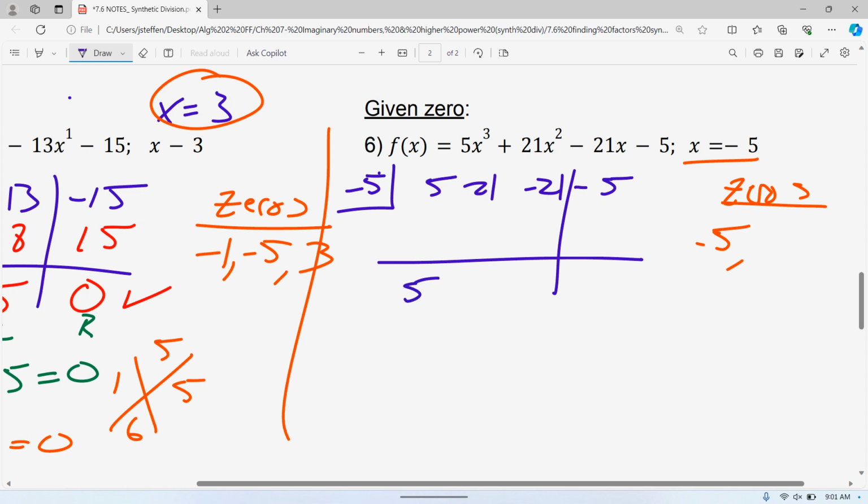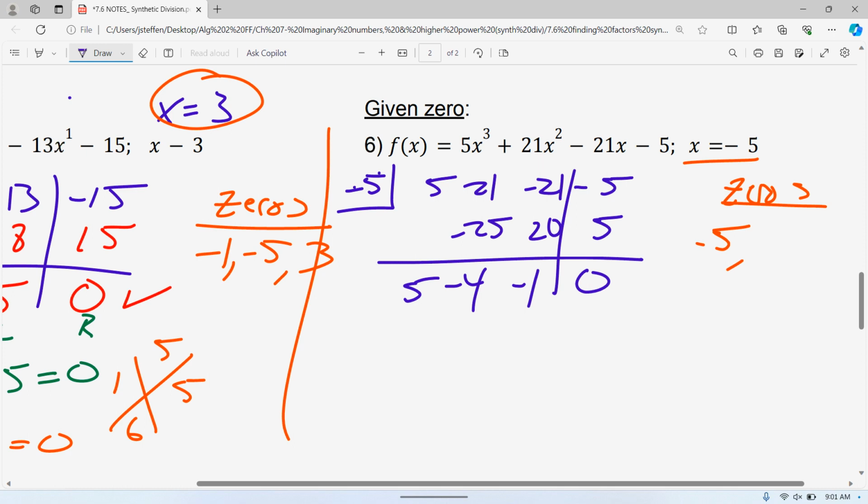Drop your 5 straight down. -5 times 5 is -25. Add those together, you get -4. Times -5 is +20. Add those together, you get -1. 5 times -1 is -5. Add those together, you get 0.